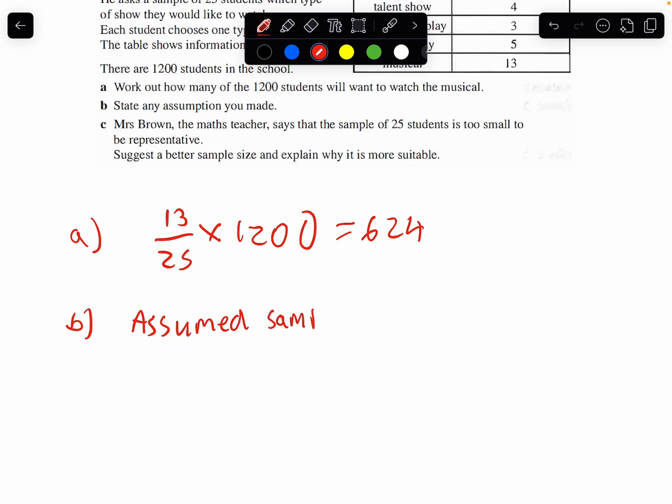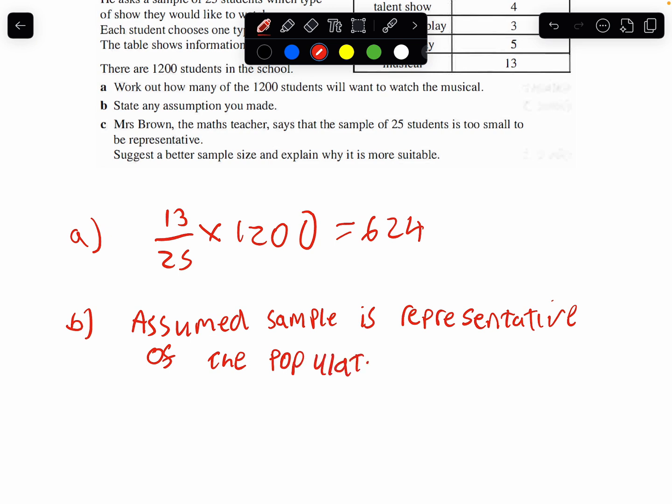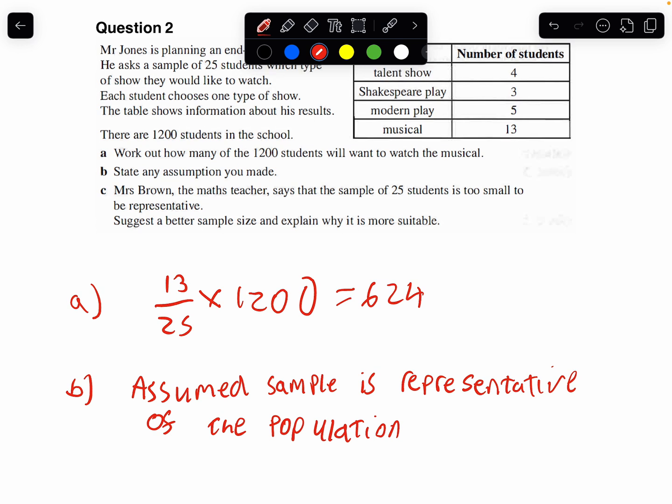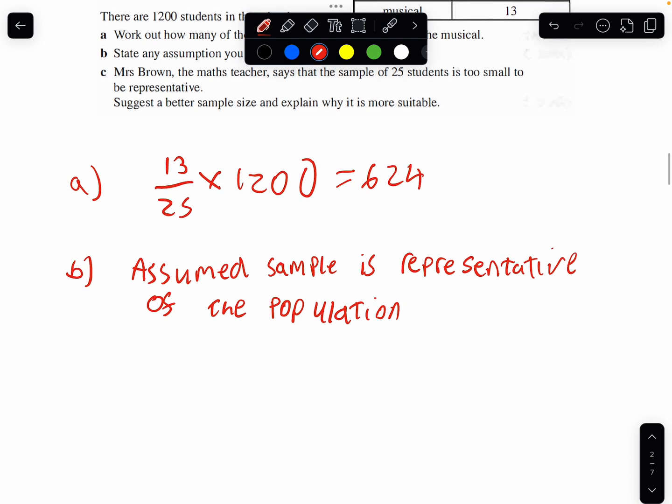For part B, we've assumed that this sample is representative of the population. The idea being, once again, this number here, maybe he's only asked students that are part of a musical theatre group. Maybe they're more biased to want to watch musicals, you know? Something like that.